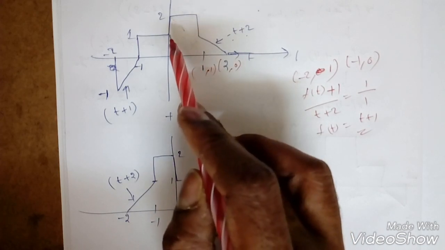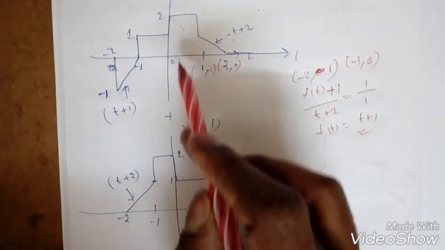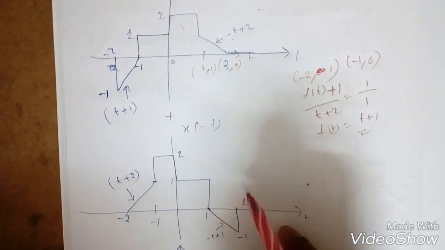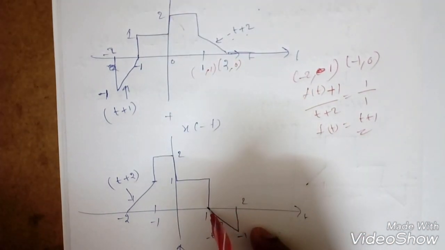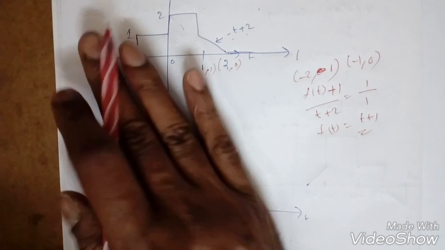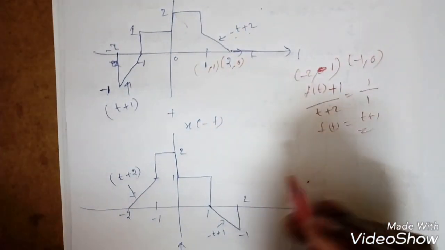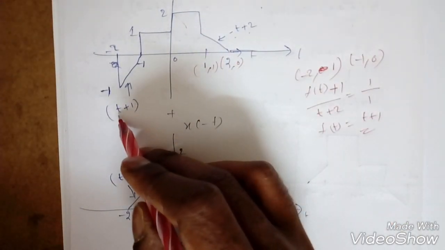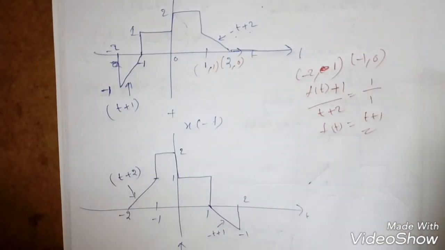So from 0 to 1 it will be like this. Then from 1 there is a discontinuity. Then from 1 to 2 there is a slope like this, right? Now this is t plus 1, and we replace t by minus t, so it will become minus t plus 1.